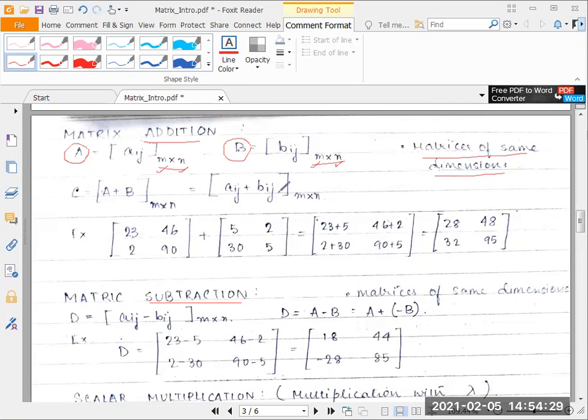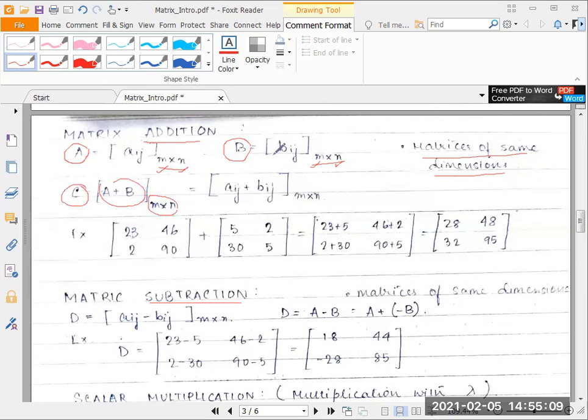Now, why is that important? Essentially, when we talk about matrix addition, we add the individual elements of the two matrices. So if we have A, whose elements are represented by Aij, where i represents the row of that element and j represents the column of that element, and if we have another matrix B, whose elements are represented by Bij, again, i represents the row and j represents the column, then the addition C, which is A plus B, will also have the same dimension as that of the original matrices.